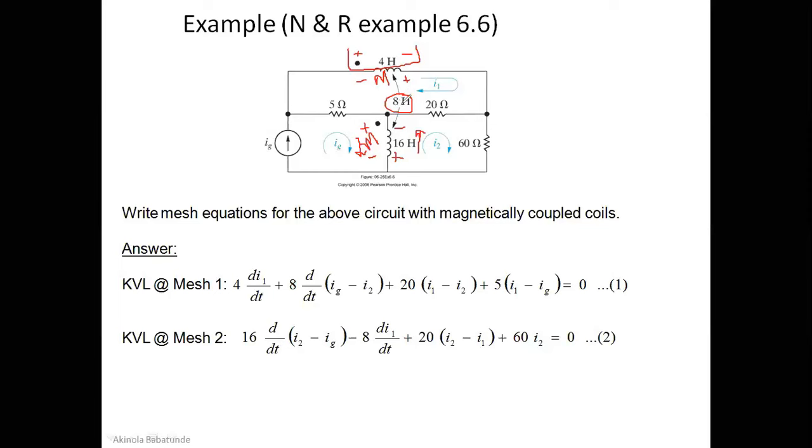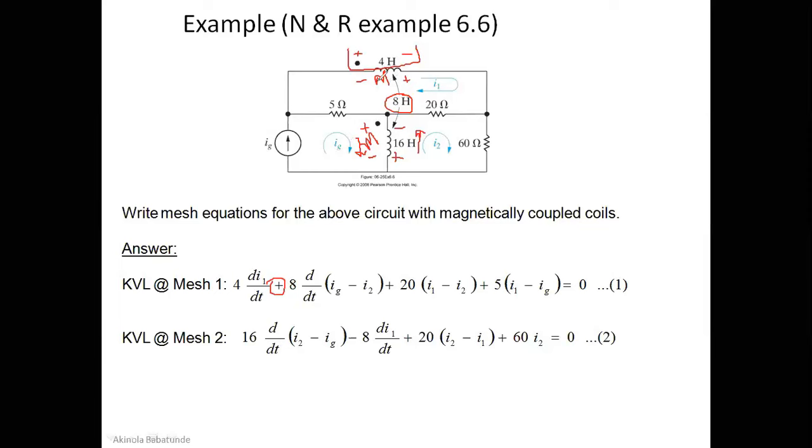This is very, very important. So IG minus I2, we do have that, and you will notice that IG is entering through this positive side. So that is why we have IG minus I2 there, and then this sign here determines the sign here. This is very important. So that is why this is going to be positive here.